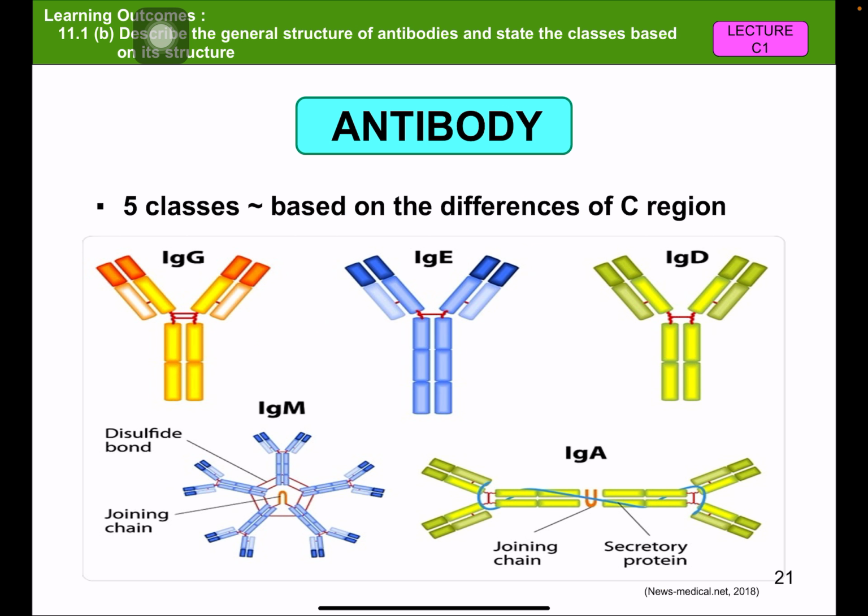So we have 5 classes of antibody, which are based on the differences of the C region. So we have the IgG, IgA, IgD, IgM, and also IgE.